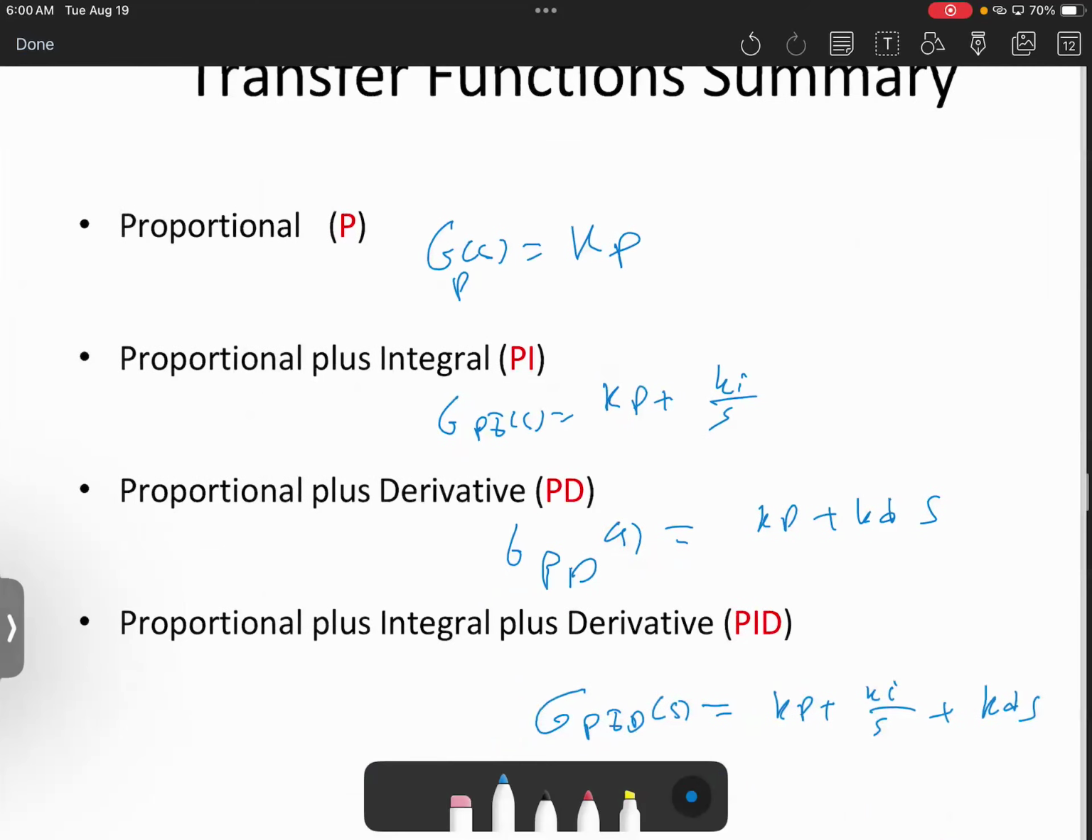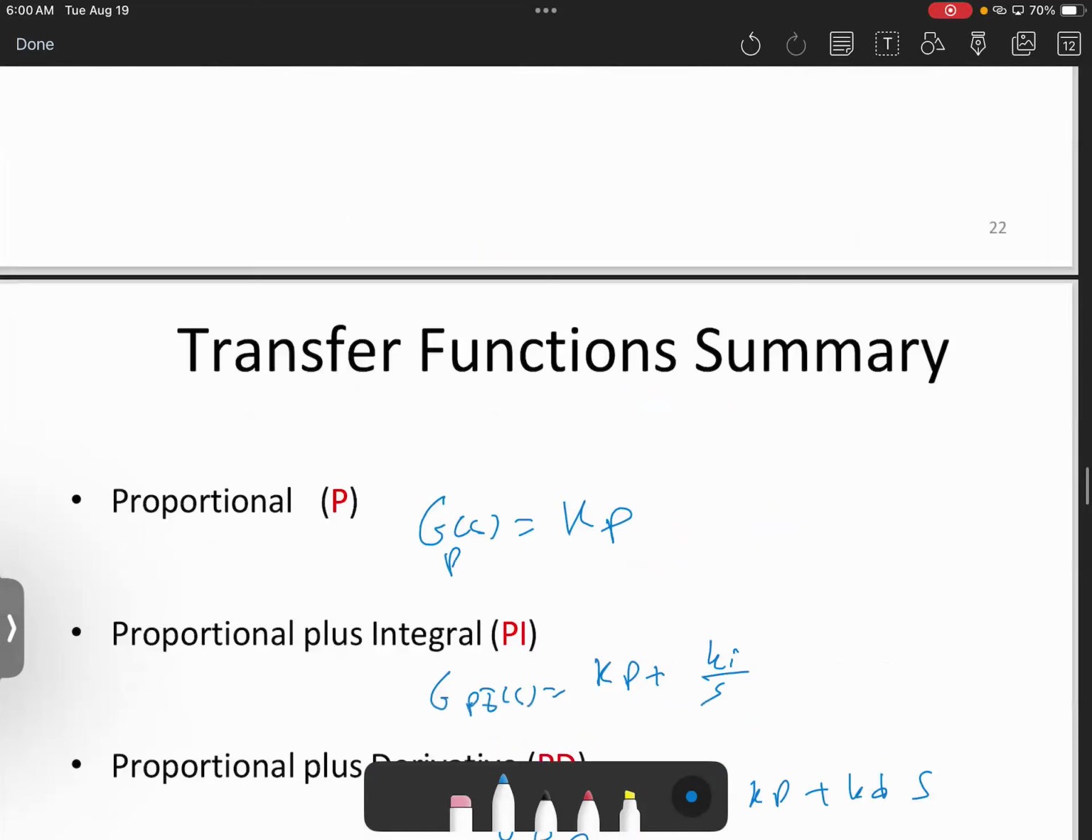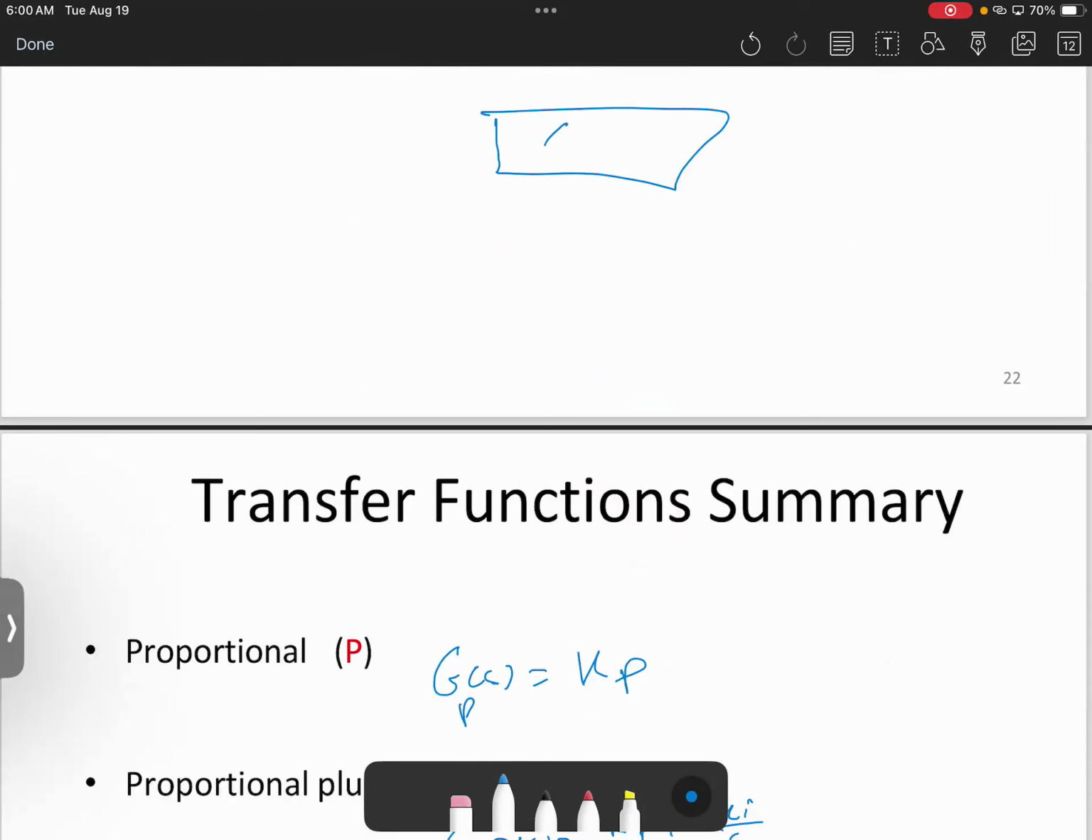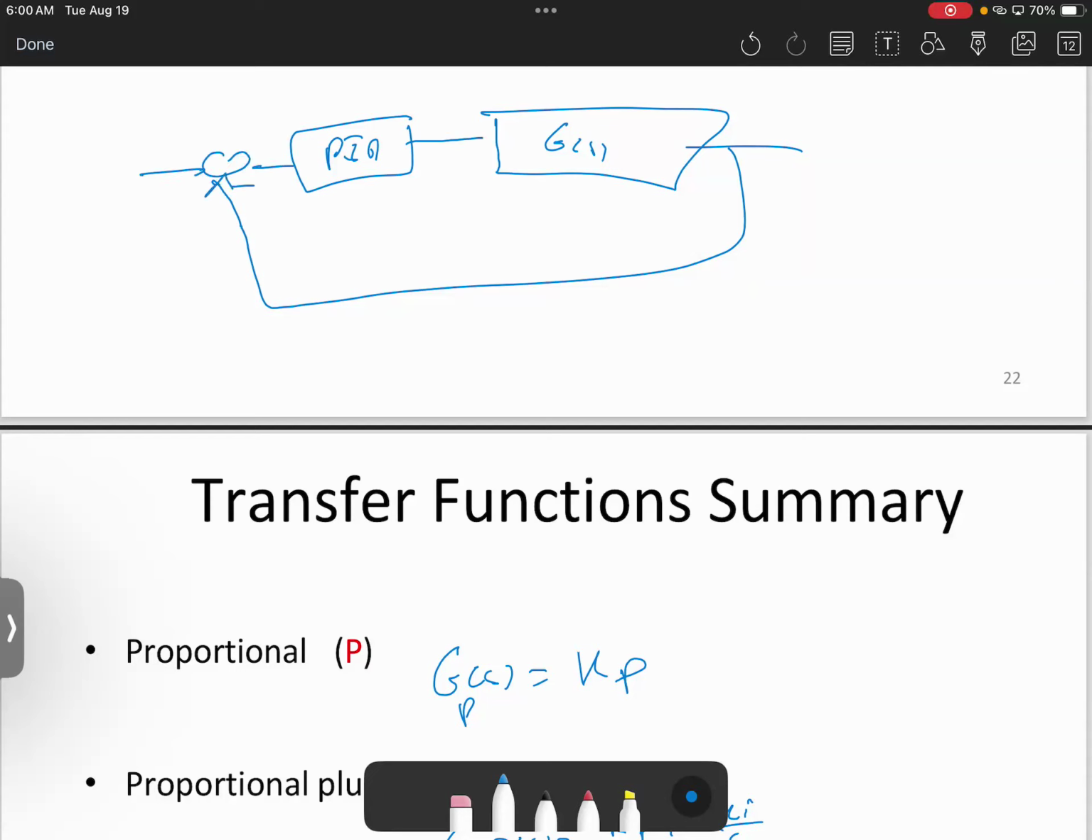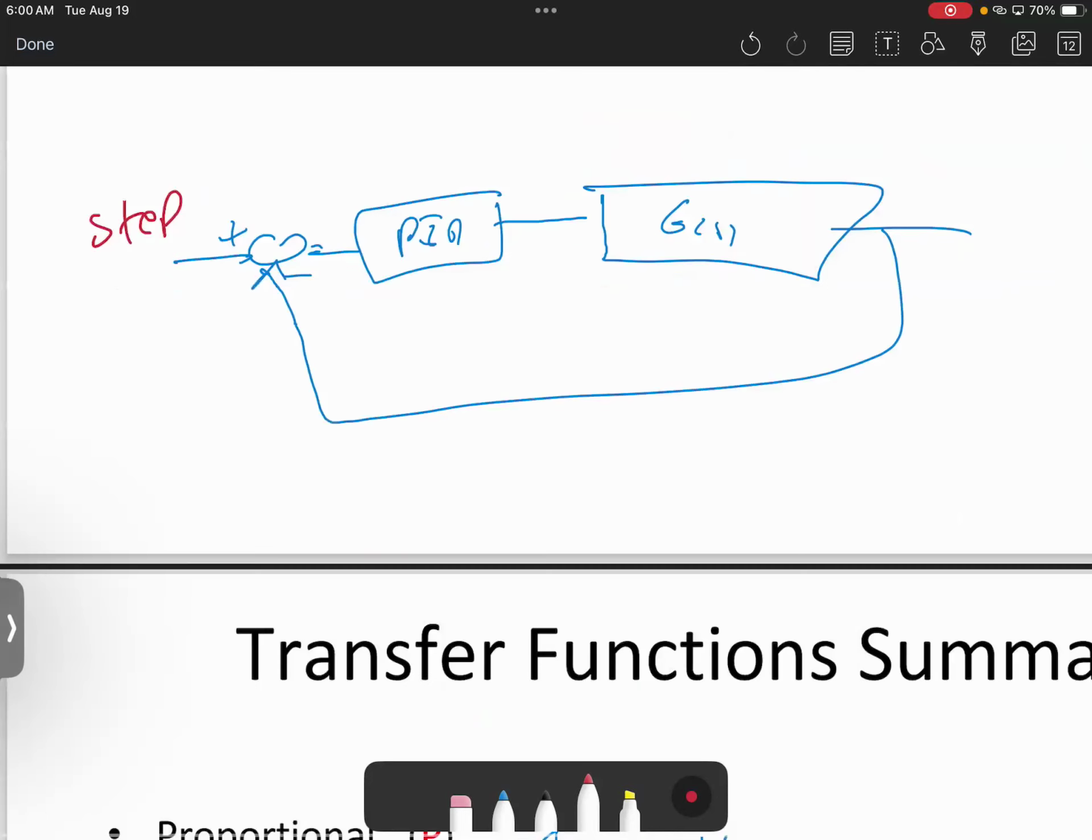When we put the PID controller in any design, here is G of S, and here is the PID, right? For example, most likely if we need to do step response, that's what we will focus on basically, step response. So we put the PID. Is it enough? Not enough. We need to know the values, right?